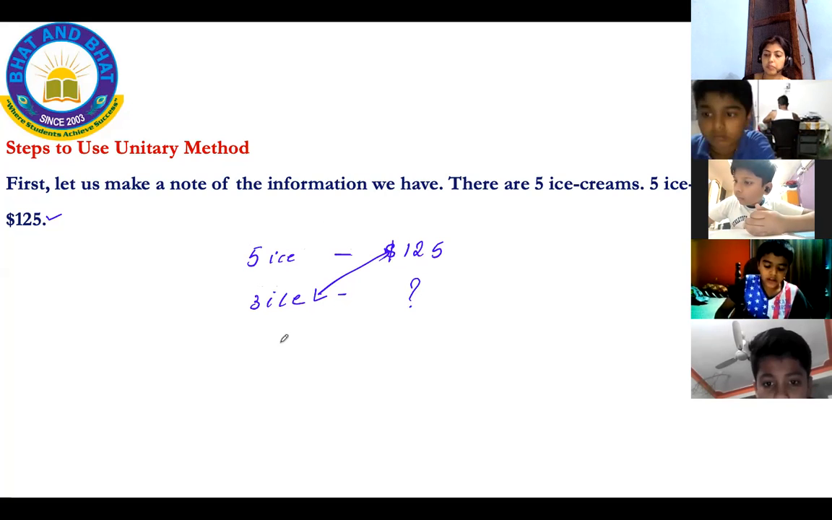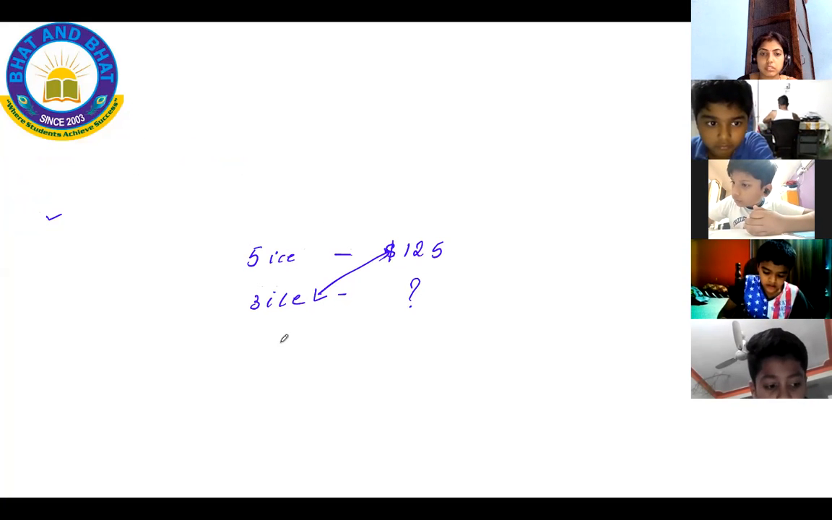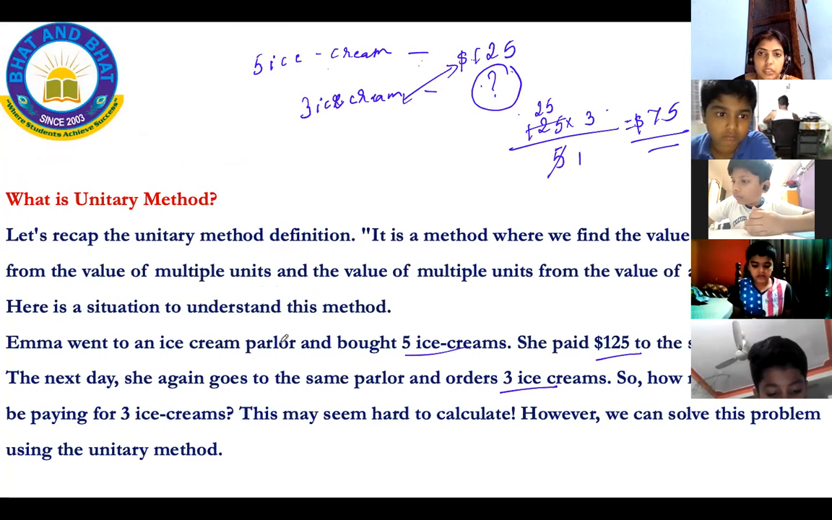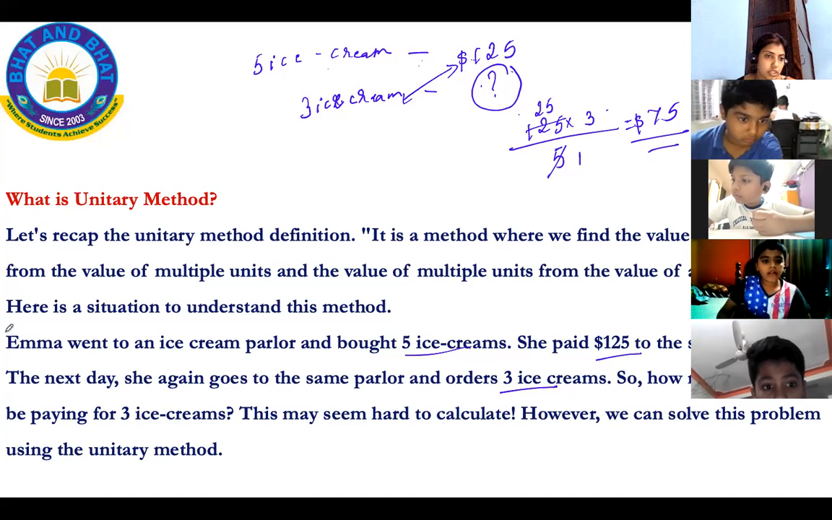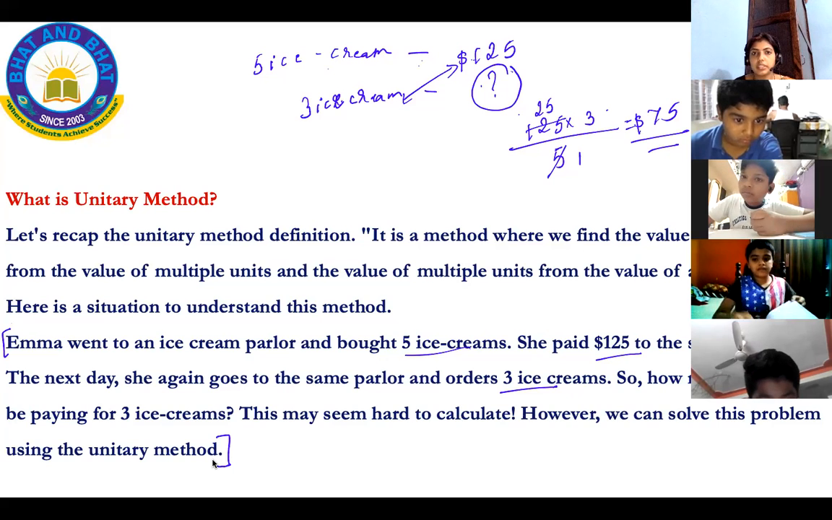So cross multiply. First write down the question. Write the question from here. The question starts from here to here. Write the question and then write the answer.